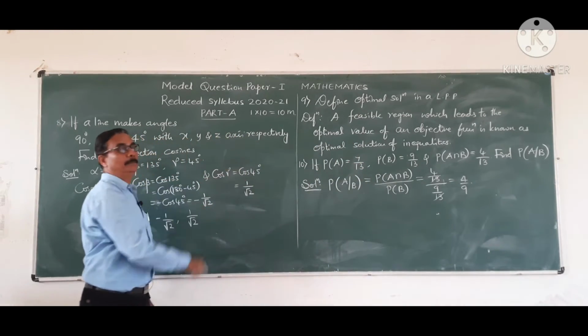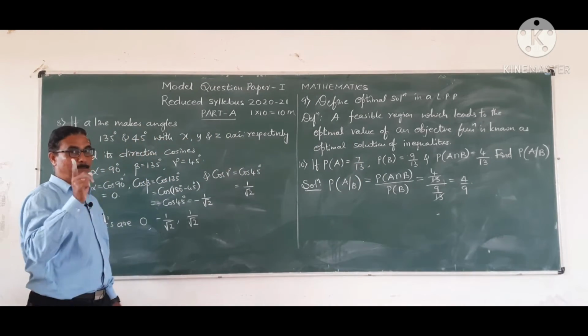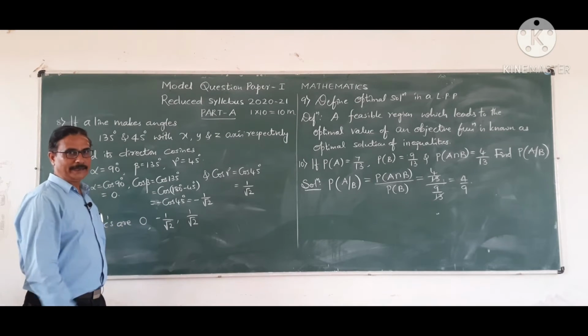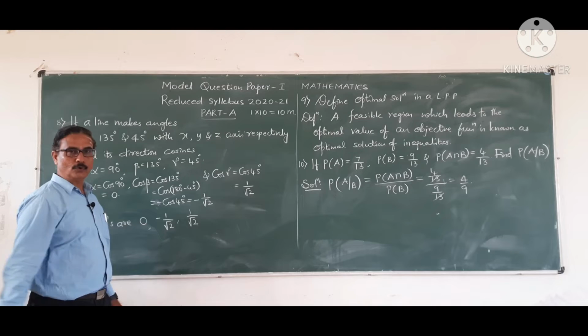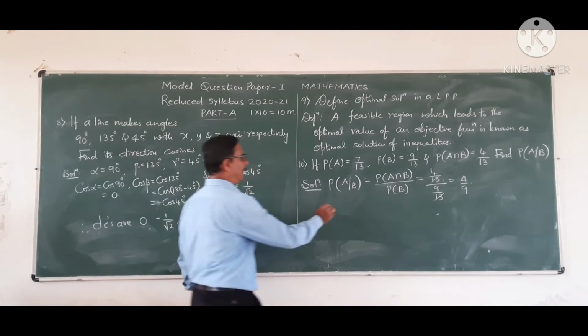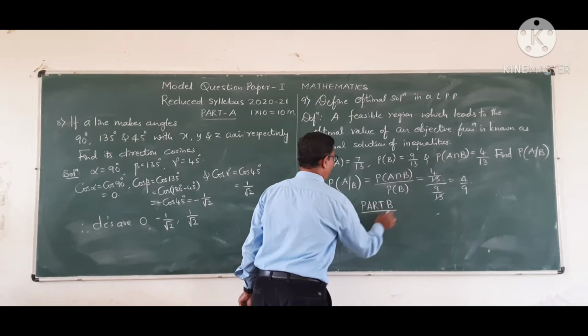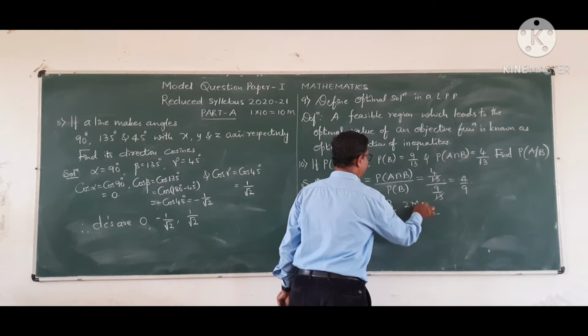So these are part A questions. 1 mark compulsory questions. Totally 10 questions. Each question carries 1 mark. Part A is over. Okay. Then part B. Part B, that is 2 mark questions.